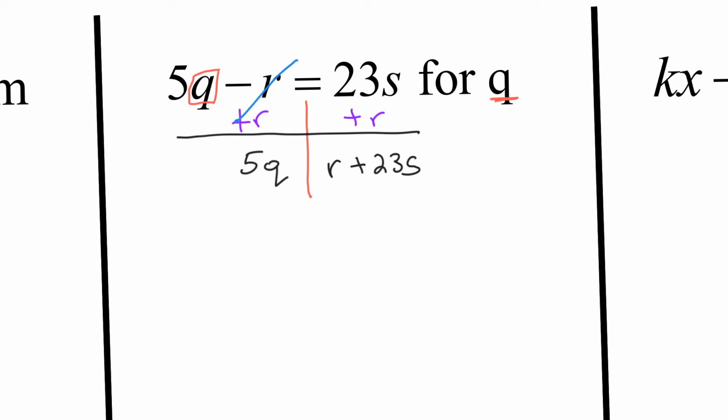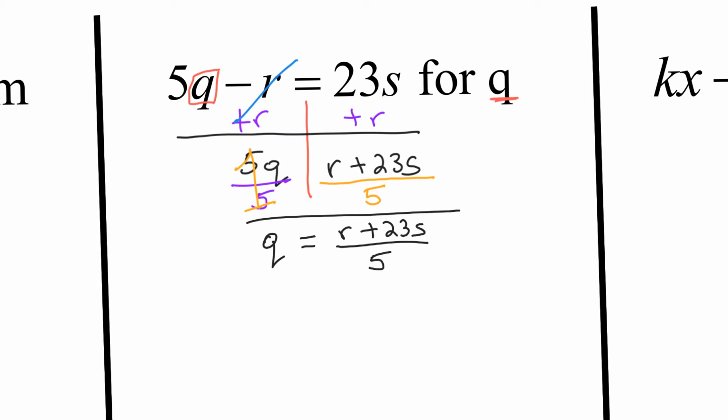And finally, I need to get q by itself. Remember, we want this by itself. So let's get rid of the 5. It's just like before, you can divide by that number, by 5. So you can get a 1 right here. We don't need that. But on the other side, you are going to divide everything, the whole thing, by 5. Notice I put a fraction line under everything of that expression and the 5 under. So we have the q here by itself, and we have r plus 23s over 5 for the answer.